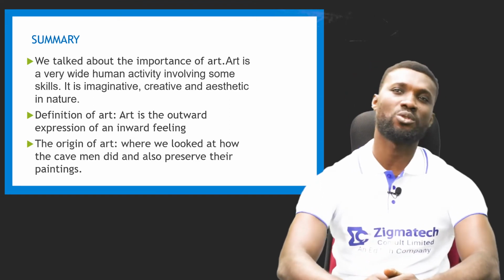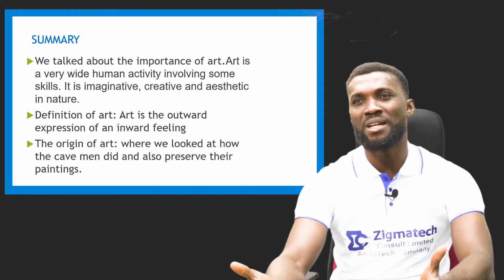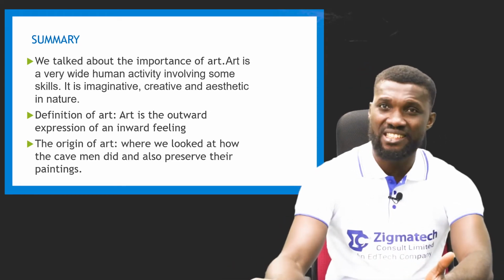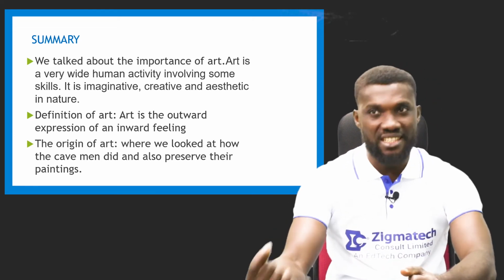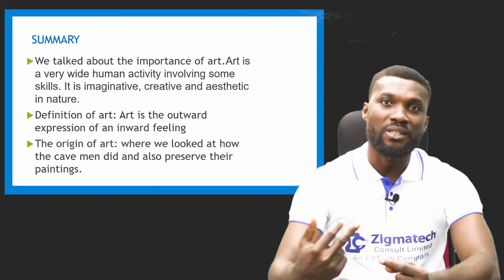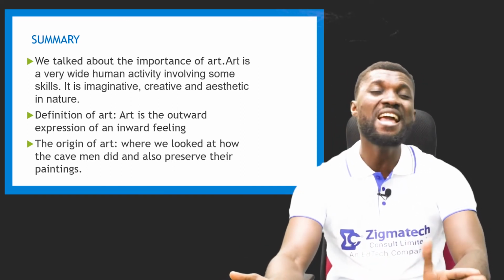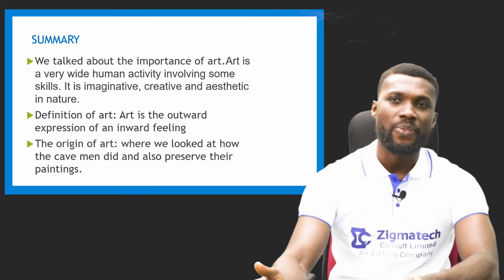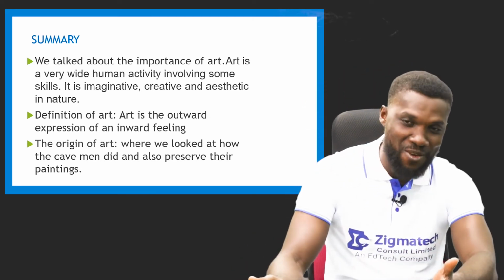Now, at the beginning of this class, we talked about some of the importance of art, which I told us: art is a wide human activity that involves skills. It is imaginative, it is creative, and it is aesthetic in nature. Now, that we explained. And I also gave us several definitions, about 8 definitions of what art is. I told us art is the outward expression of an inward feeling. I hope you get that.